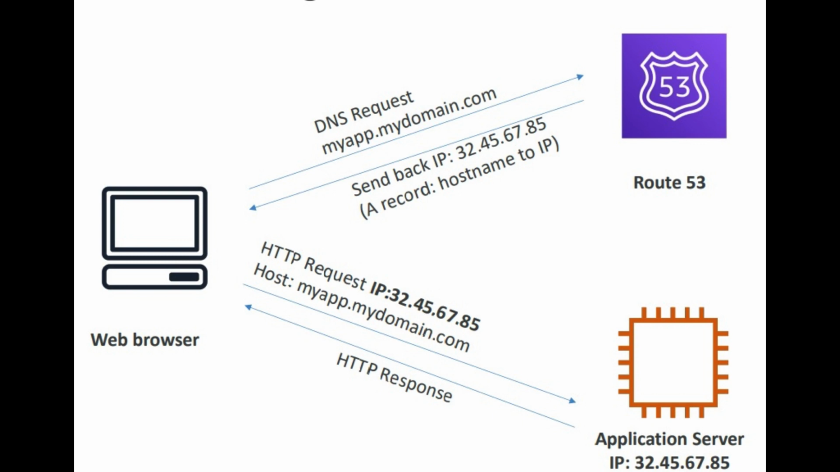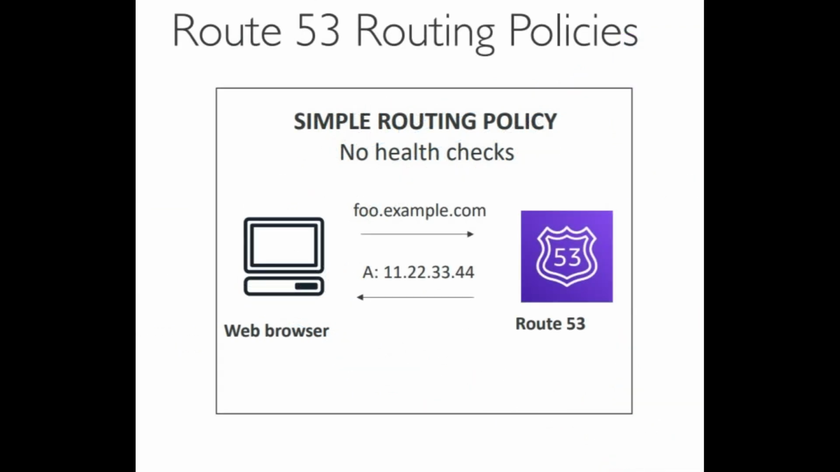In this entire process, Amazon Route 53 plays a pivotal role in translating human-friendly domain names into machine-friendly IP addresses. This not only facilitates the ease of accessing web applications but also ensures efficient and accurate routing of internet traffic. Amazon Route 53 offers diverse routing policies to address different needs and scenarios.